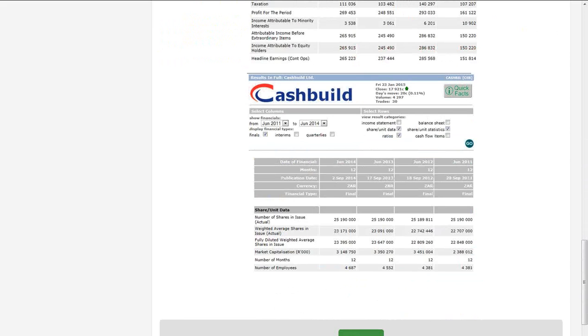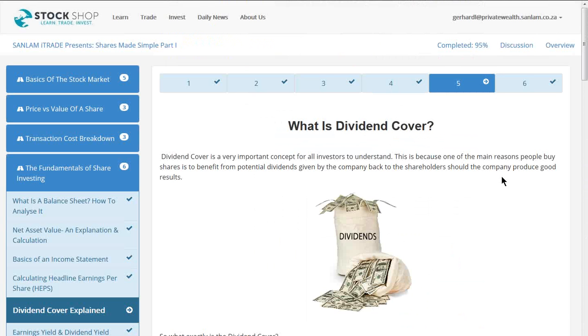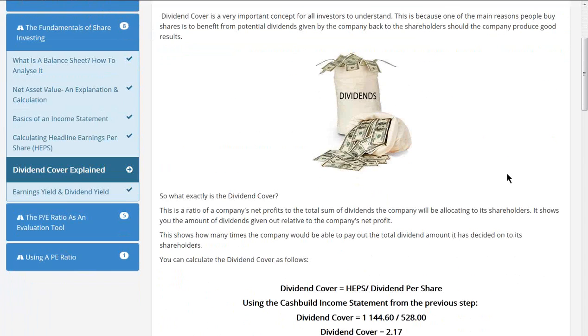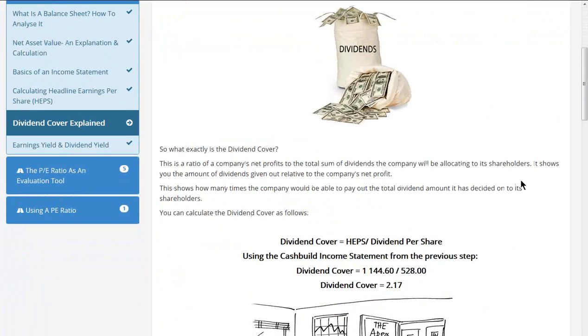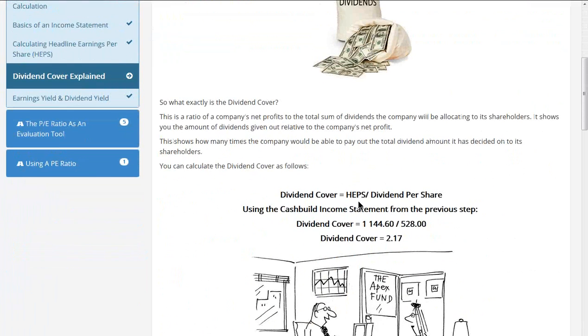So that's very easy. The next chapter just quickly tells you about dividend cover. Not the most important aspect, but the calculation is very easy. Headline earnings per share, which we calculated at 11.44 Rand, divided by the dividend per share, which was 5.28 Rand. And that gives us a dividend cover of about 2.17.